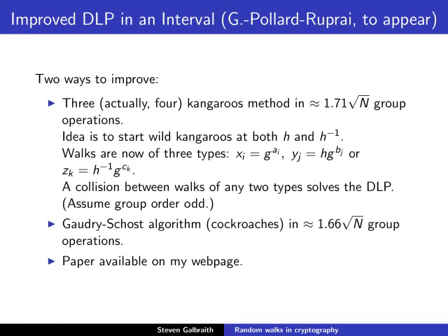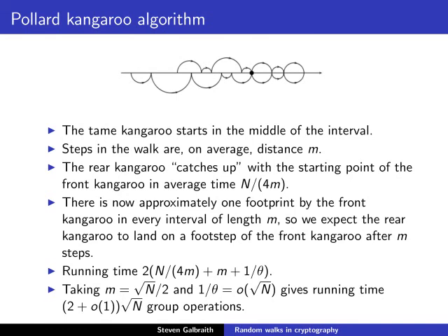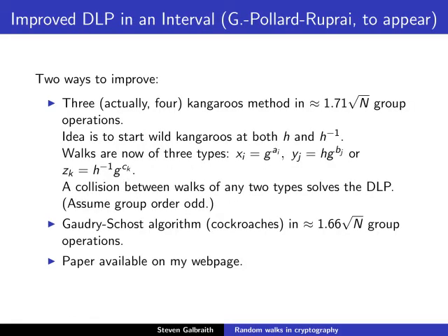So that's the three kangaroo method, and there's another observation that means you should use four kangaroos, and you reproduce the analysis we just did, except something gets a lot more complicated. This plus m becomes a lot more complicated because there's three different ways collisions can occur, so you have to do a more difficult probability argument here. And when it all boils down, you've turned your 2 root n algorithm into a 1.71 root n algorithm.